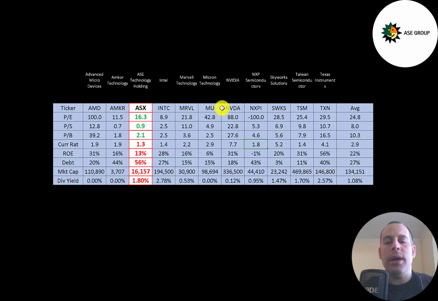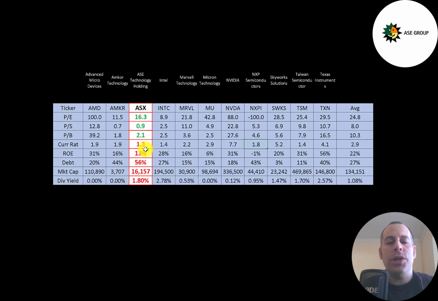The best way to look at ratios is to compare them to companies in the same industry. I've done videos of 11 companies in the same industry as ASE. And if ASE has a number in green, they're better than the average. If they have a number in red, they're worse than the average. They're doing much better in all the price multiples. They do have a good current ratio.